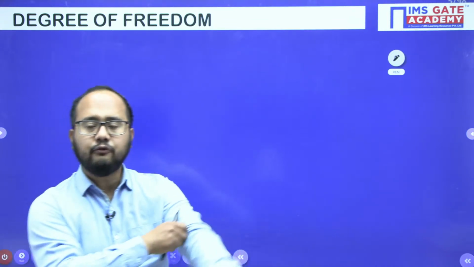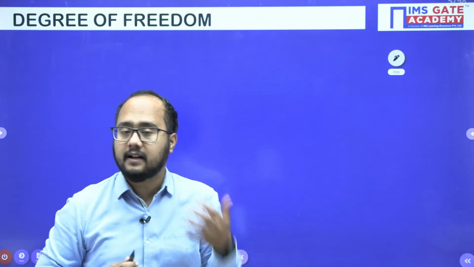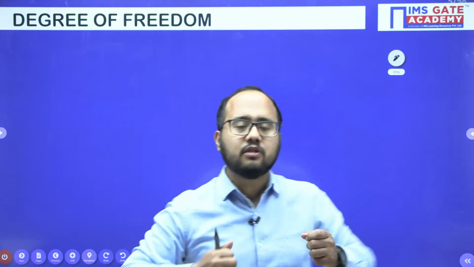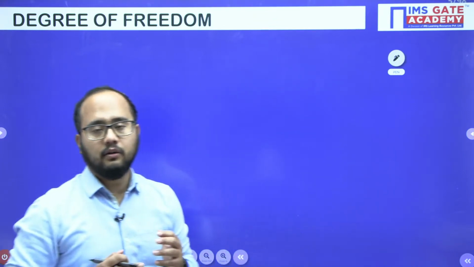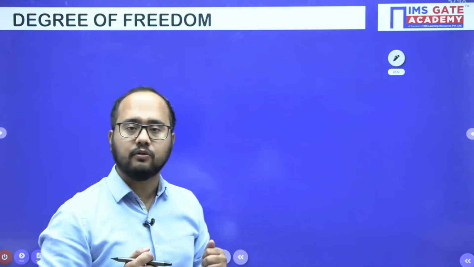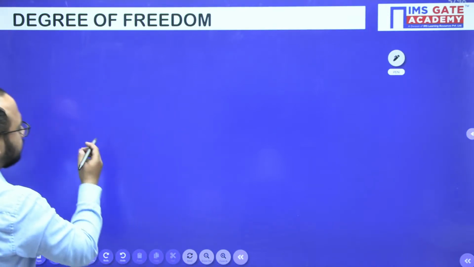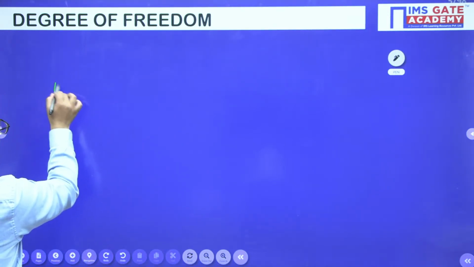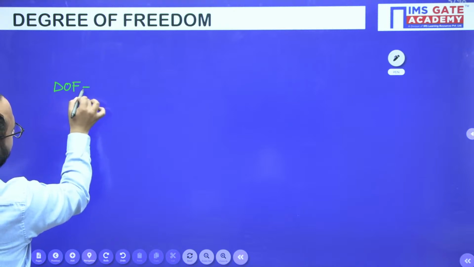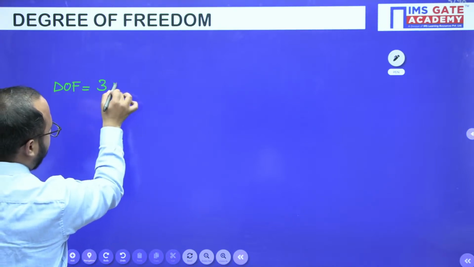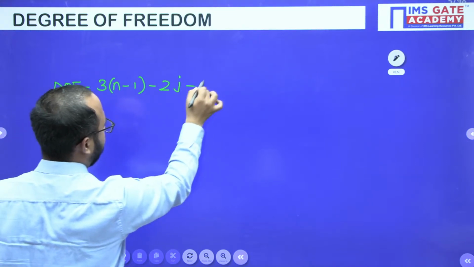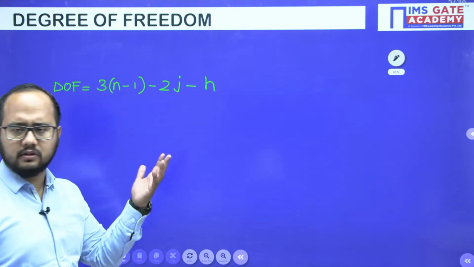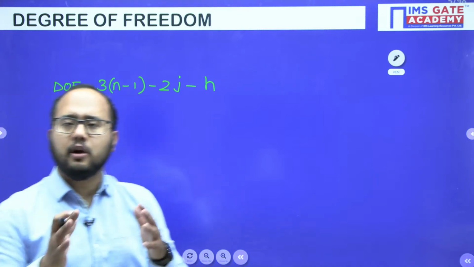So we'll write down the formula here first of all, and we'll discuss the important things. Generally students make mistakes in writing the formula also, right? And there are important things that we need to take care of while putting the values in the formula also. Okay everyone, now if I talk about the degree of freedom formula, it will be like this: 3n minus 1 minus 2j minus h, right? I hope everyone knows this formula. This is the general formula, right?